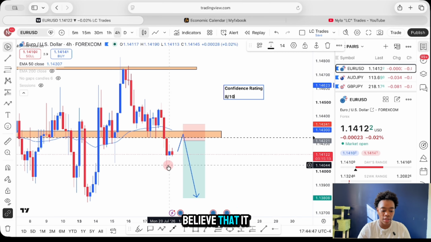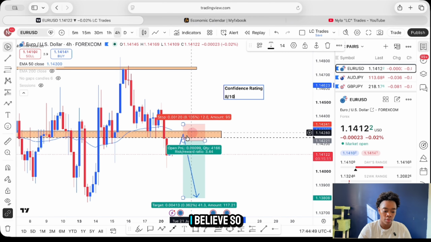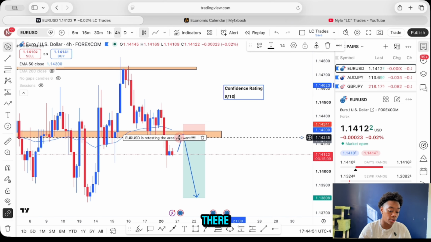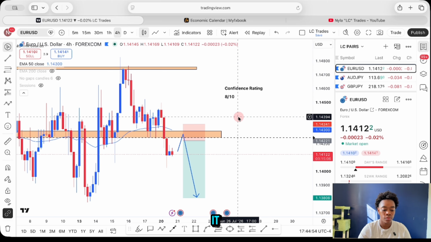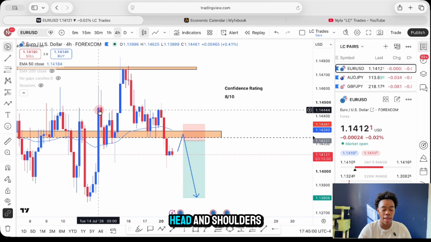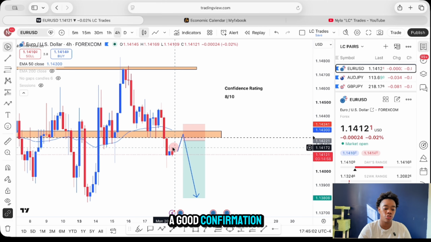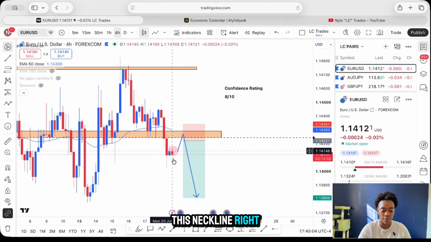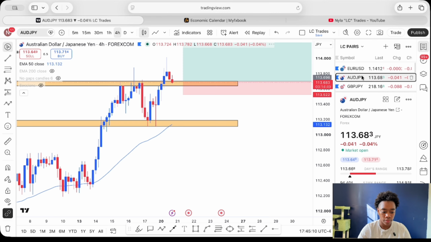Because I really believe that it is going to retest this. Might not get all the way there, but I think it's going to retest it. We want a retest so that we could continue to the upside. There also is a slight head and shoulders there, so that's a good confirmation. So we do need to retest this neckline right here anyway. So we're going to see. It looks good though. So EURUSD, I give it 8 out of 10.